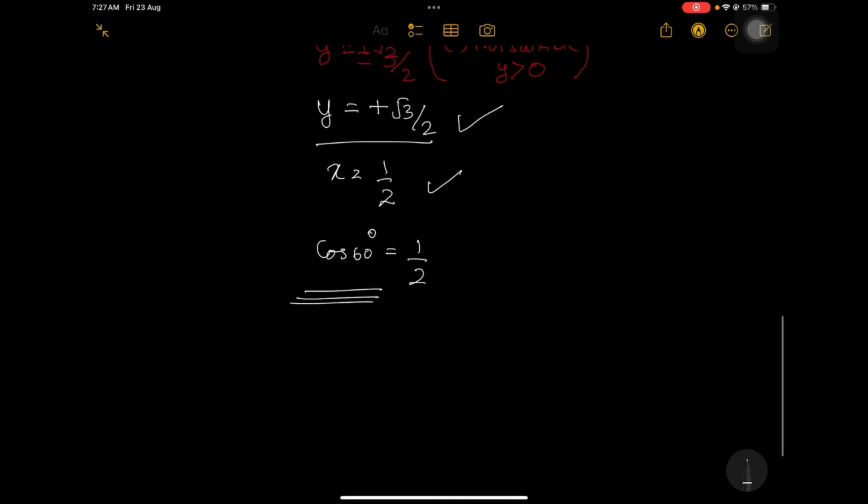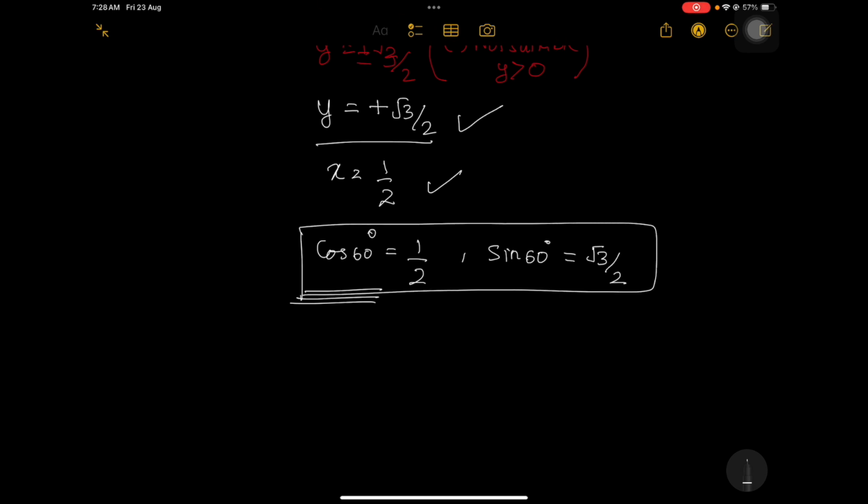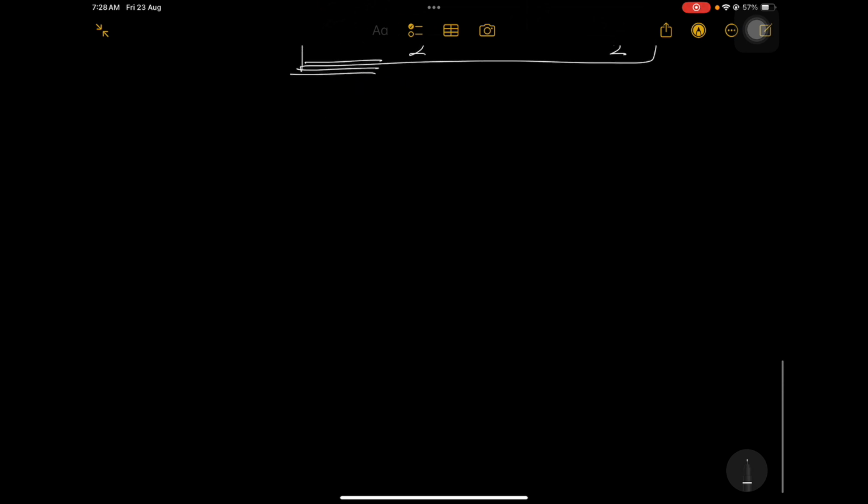If you want to know more about this, you can check the previous video, session 2 of this series, where I have explained how we derive the cos and sin coordinates of the particular angle which we are calculating. So sin 60 is going to be √3/2. So we have derived it. We'll recap all the angles in one shot: angle, cosine, sine.